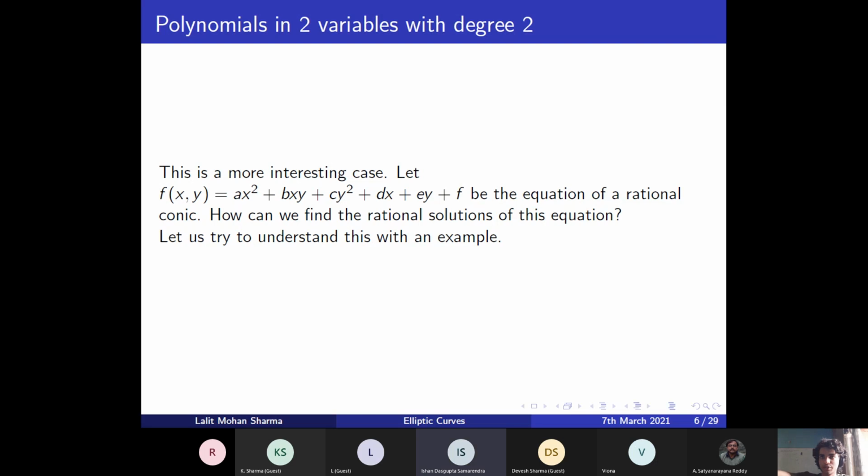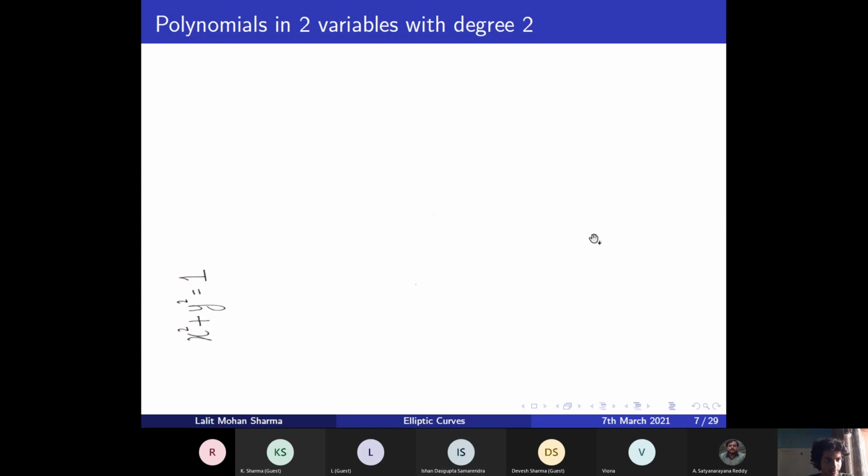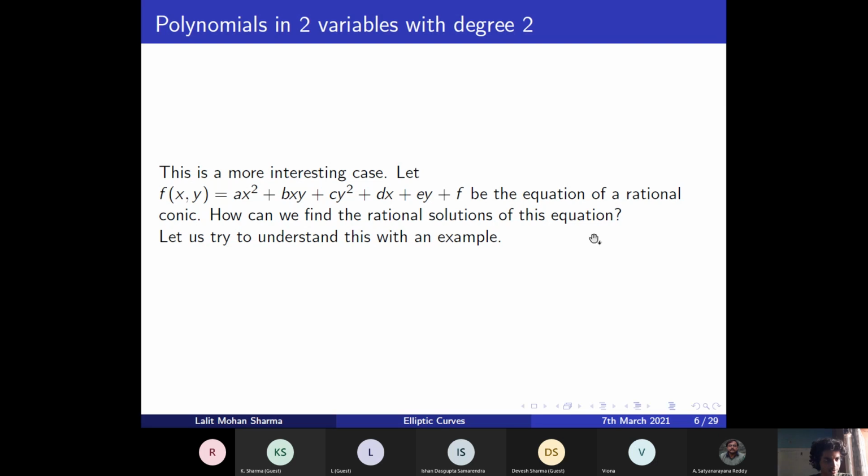Whatever solution you get after transformation, would it be rational or not? It doesn't need to be the same. It probably wouldn't be. I did not think at all about whether it's going to preserve that it's a rational solution or not. So I can think about that. That's a very good observation. So let us try to understand this with an example.